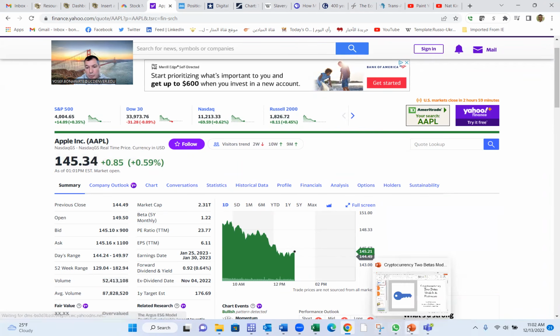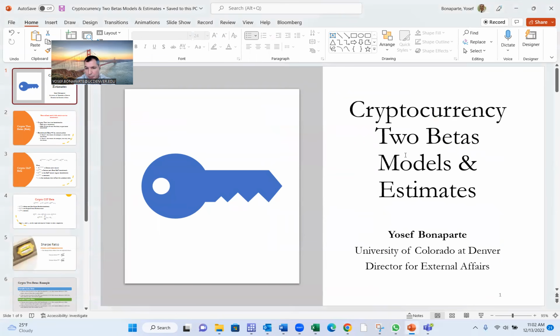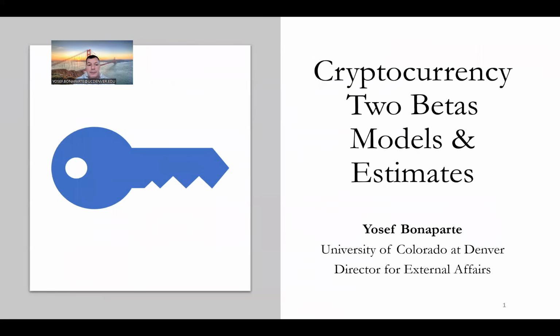But in crypto, we have two betas. So cryptocurrency, two betas, models, and estimates. Crypto has an additional beta compared to what Apple has. Today, we're going to talk about that: what the betas are and how we can use them to make decisions.